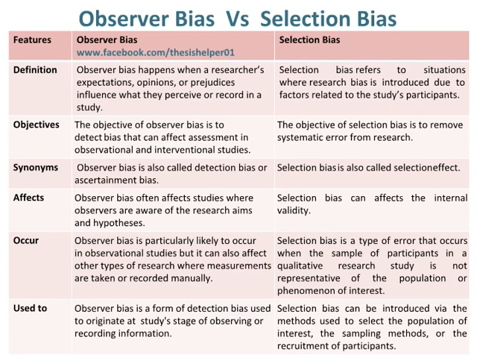Observer bias is a form of detection bias that originates at a study's stage of observing or recording information. Whereas, selection bias can be introduced via the methods used to select the population of interest, the sampling methods, or the recruitment of participants.